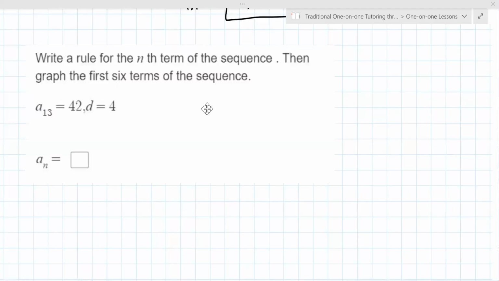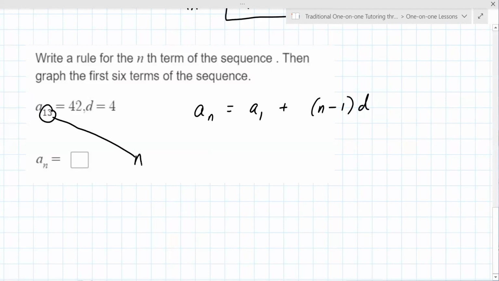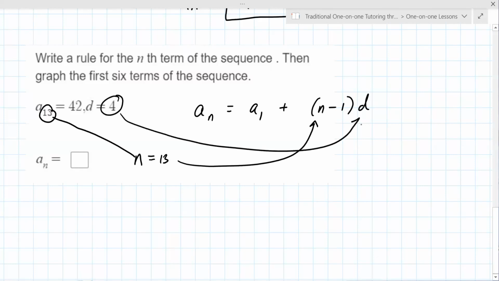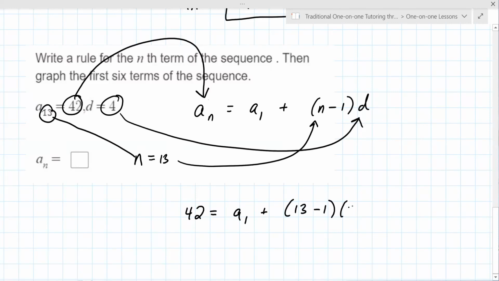All right, so the formula that you want to get really familiar with is this one right here. A_n equals A_1 plus (n minus 1) times d. This 13 is n. We're going to put that right there. d is given, it's 4. We're going to put that there. This 42 is A sub n. That's probably the most unclear one, but we're going to put that number there. So it's 42 equals A_1 plus (13 minus 1) times 4.